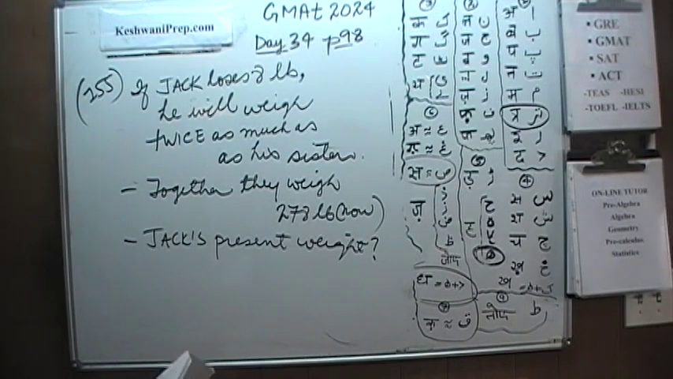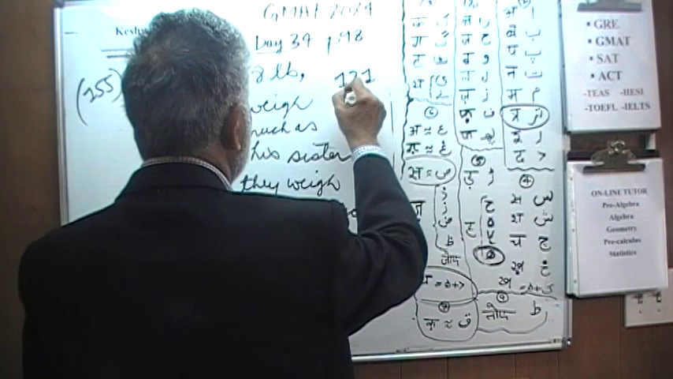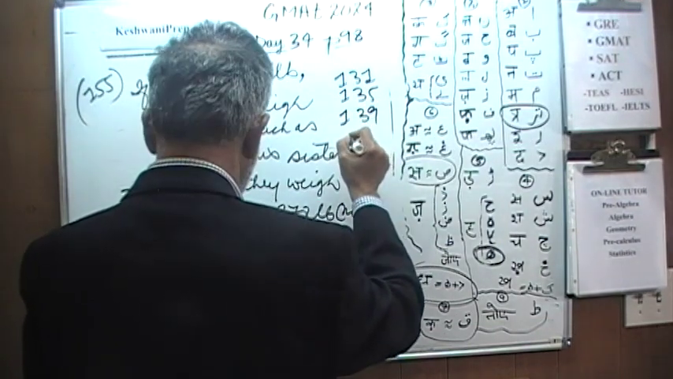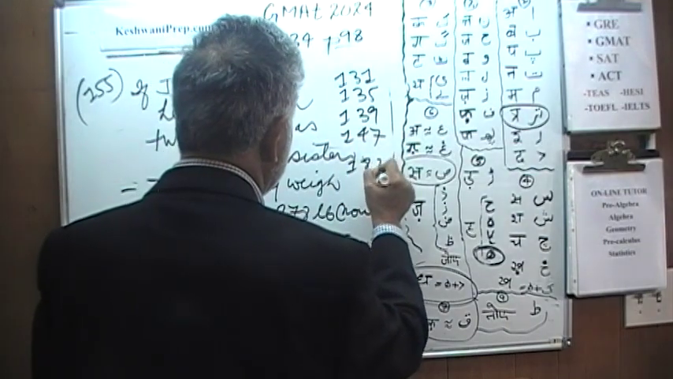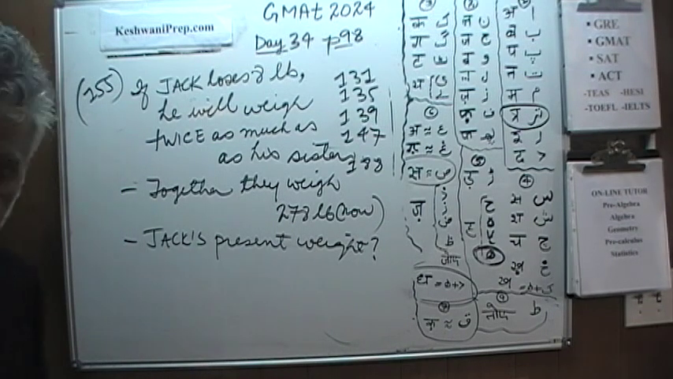And if you like, I can give you the answer choices. 131, 135, 139, 147, and 188. Those are the answer choices. Go ahead, do it yourself. Let's do it together, shall we?